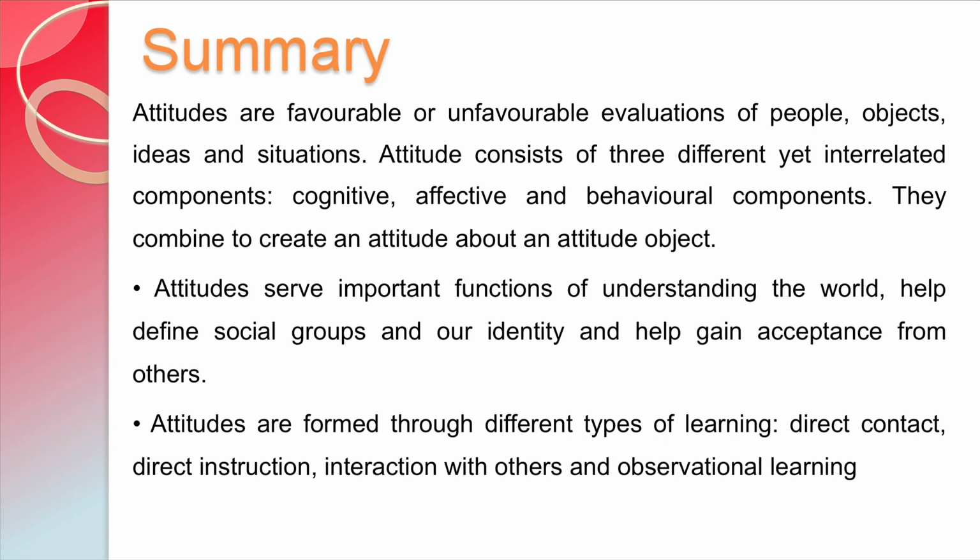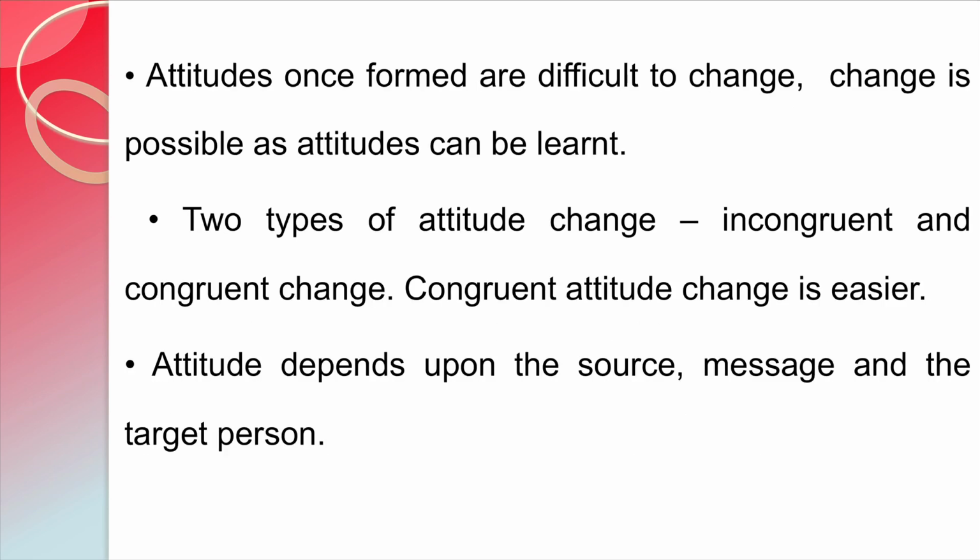These attitudes are actually formed through different types of learning. We discussed that it happens with the help of direct contact, direct instructions, interaction with others and also observational learning. Attitudes that are once formed are very difficult to change. Yet, the change is possible because attitudes can be learnt under new conditions. Two types of attitude change exist: incongruent and congruent change. Congruent attitude change is easier. Attitude change depends upon the source, message and the target person.